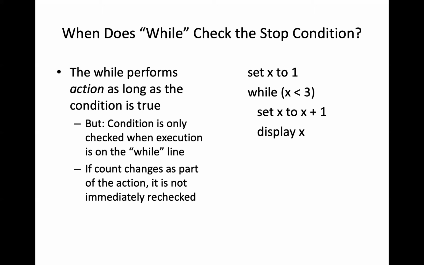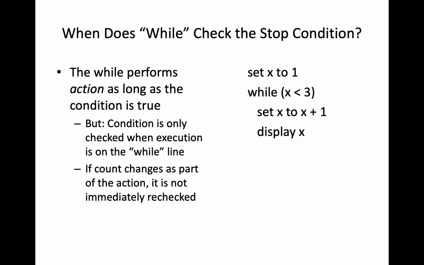So it could even be the case that the loop condition would become false temporarily during the action and then become true again before the action finishes, in which case, once we finish the action, we go back to the condition at the top of the loop, and we would end up executing the loop again. So the condition is only checked after finishing the action and also before the first execution of the action. And that's really important that we get that straight.